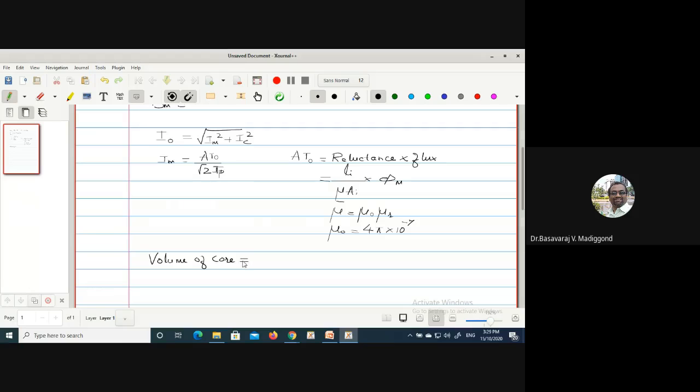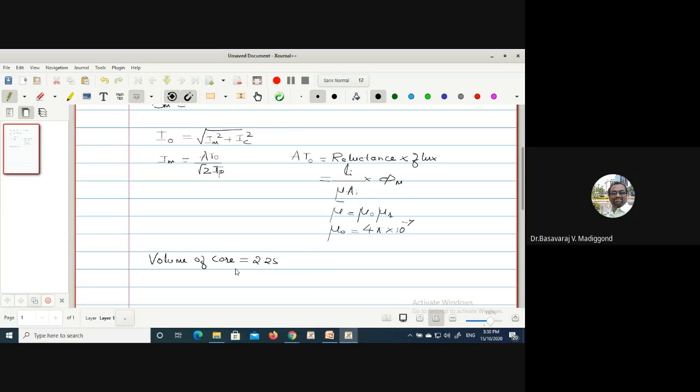Volume of core, he has given 2.25. If you remember, just go back, you'll find out. The area of cross section is given, right? That is not 2.25, it is 2.5, area of cross section, isn't it? So area of cross section into length of the flux path. He has given length and area, so you will get the volume.